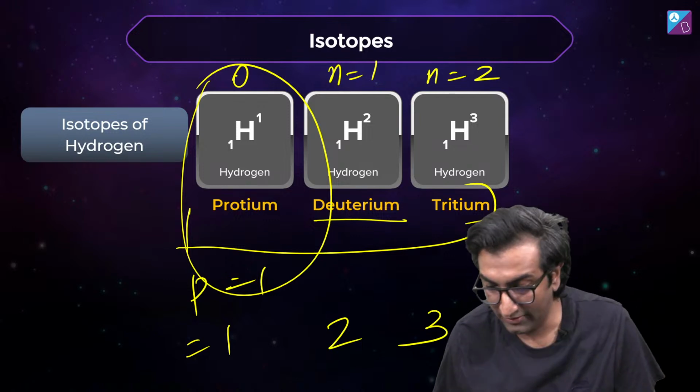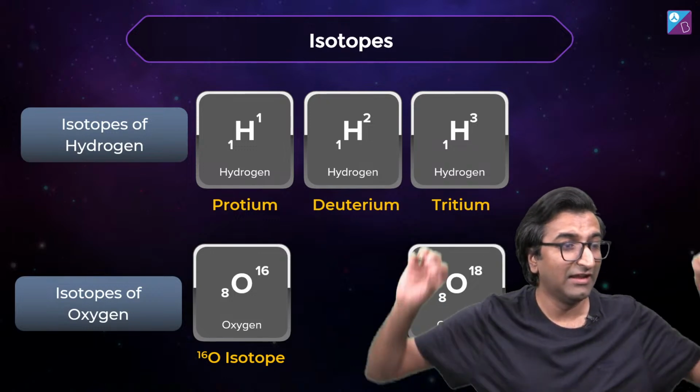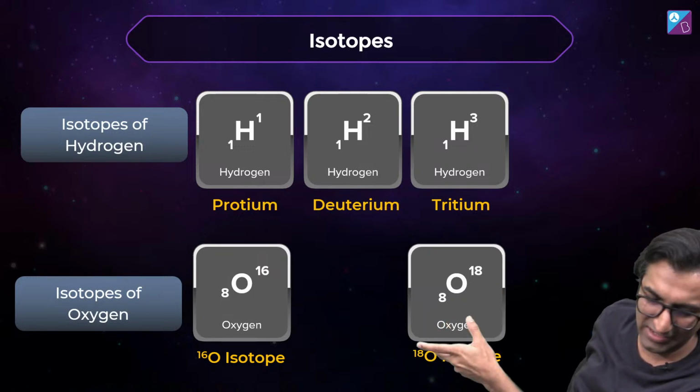Protium, deuterium, tritium. All right. ऑक्सीजन के भी हो सकते हैं. In fact, if you look at Wikipedia, if you look at any site, literally हर एलिमेंट के बहुत ढेर सारे आइसोटोप्स होते हैं. It's just that their क्वांटिटी बहुत छोटी होती है.